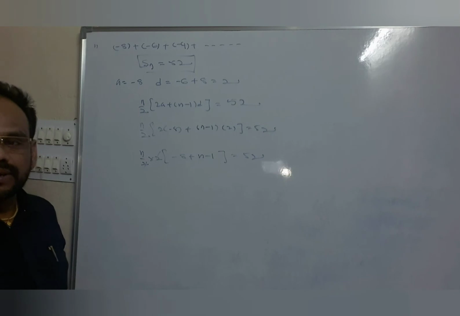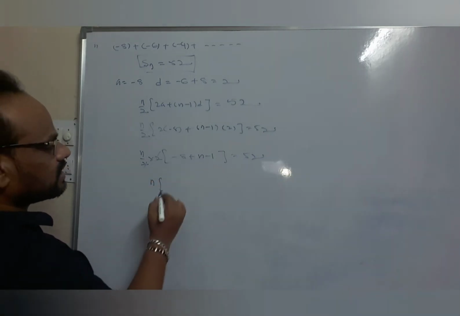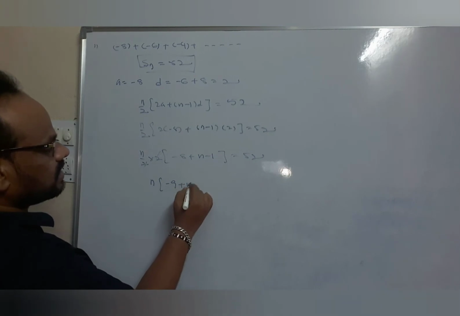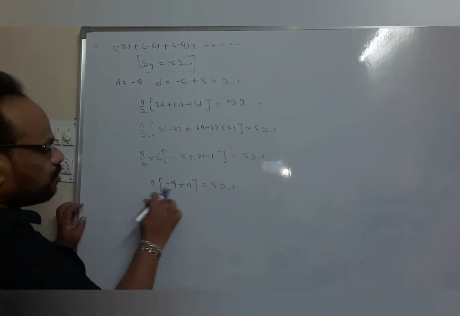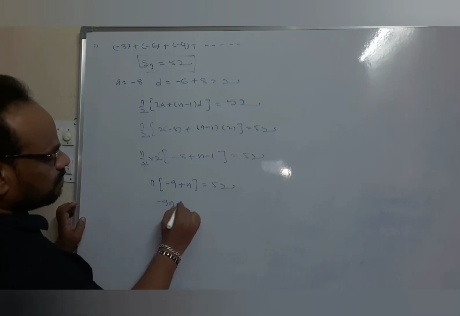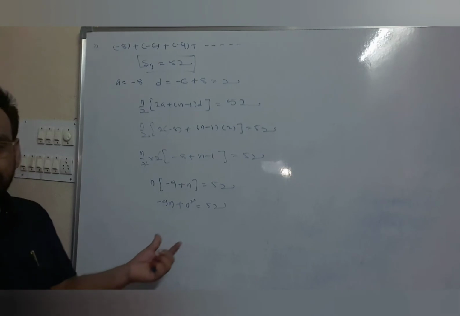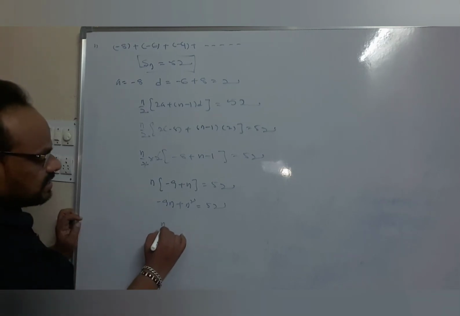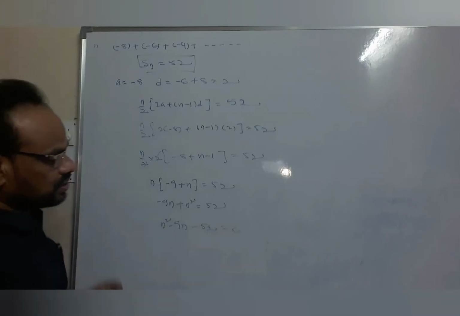2 gets cancelled, 2 gets cancelled, that is n into (minus 8 minus 1, which is minus 9, plus n) is equal to 52. Okay, n into minus 9 is minus 9n, plus n into n is n square, is equal to 52. Rearrange the equation: n square minus 9n minus 52 is equal to 0.